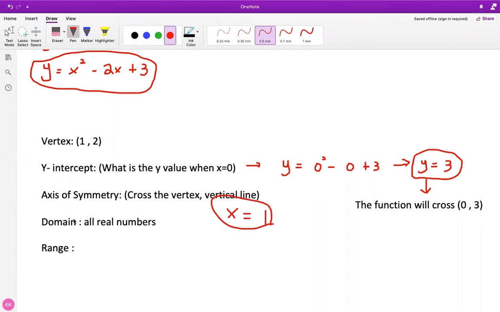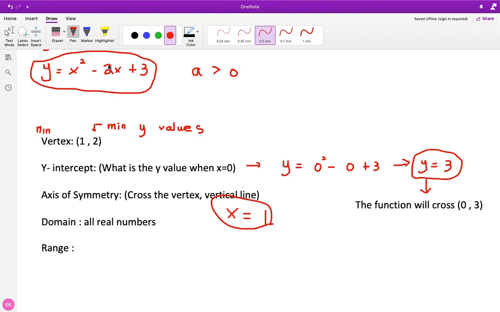So next I want to figure out the domain and the range. So the domain is all the real numbers. Every quadratic function has all real numbers as its domain. So it doesn't change for every quadratic function. So how could I figure out the range for this function?